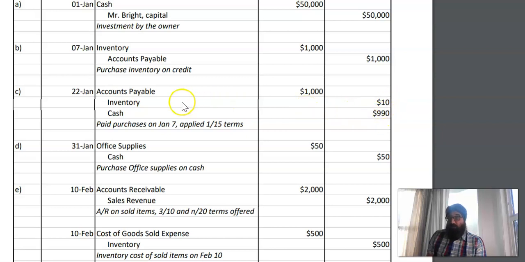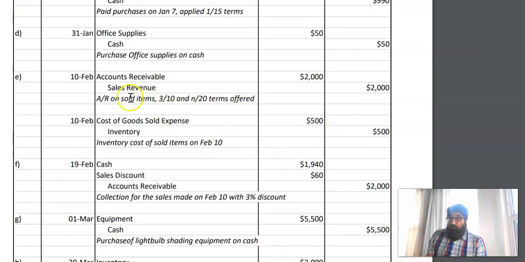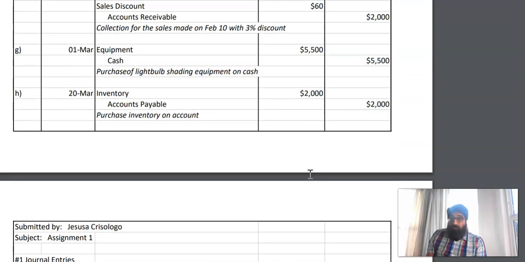She paid attention to detail by taking the early payment and crediting the inventory account as you're supposed to do. She made sure that she entered in the revenue as well as the cost of goods sold expense for this transaction. And she also made sure that she recognized the sales discount upon the collection. So a really good job with the journal entries.